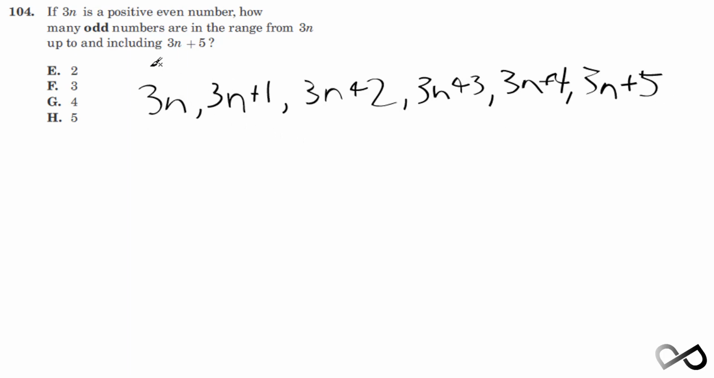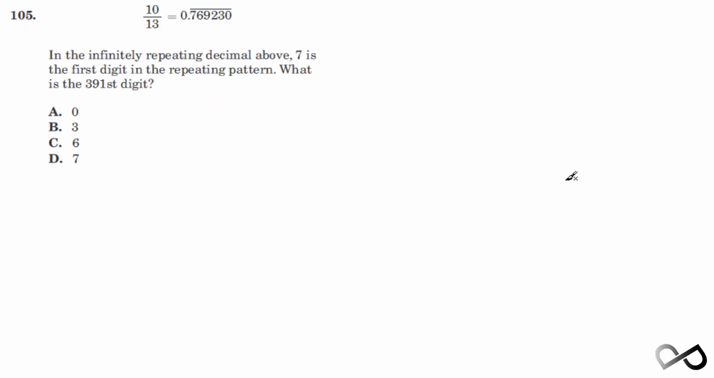And they're giving us that the first one is even, right? The first one is even. So the next one has to be odd. And then this is even, and this one's odd, this one's even, and this one's odd. And they're asking how many odd numbers are there. So there's 1, 2, 3, and F is our answer.